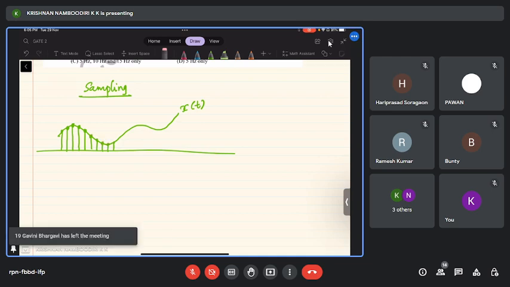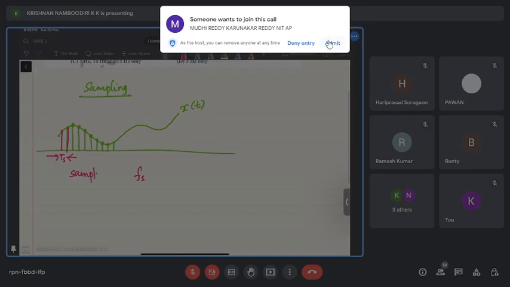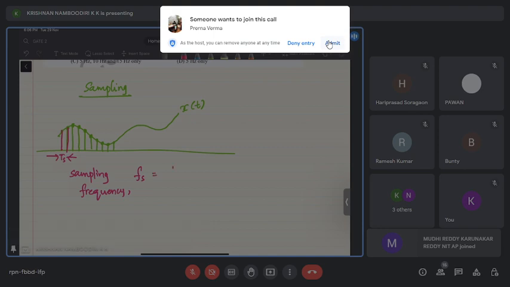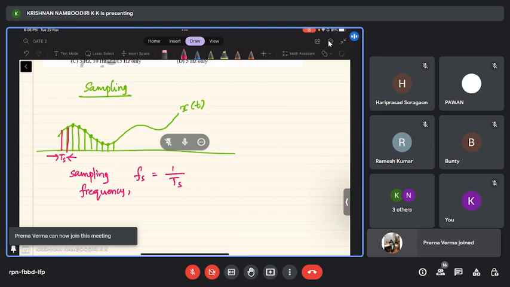This is the interval between each sample. This is a sample and this is the second sample. The interval between those samples is denoted with Ts. That is the time period of sampling, the sampling time. And the sampling frequency, Fs, is the important parameter. Sampling frequency, Fs, is nothing but 1 by Ts, the sampling rate. Sampling frequency or sampling rate is 1 over Ts.